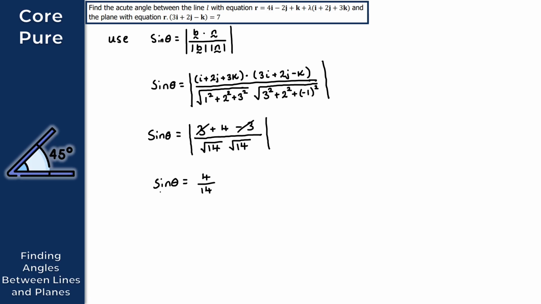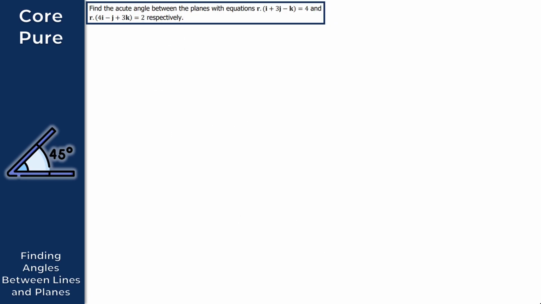So if we just want theta, which represents the angle between the line L and the plane, we take sine inverse of both sides. So theta is equal to sine inverse of 4 over 14. What do we get when we put this into our calculator? If I round my answer to 1 decimal place, I get 16.6 degrees. And there we have it. That gives us the solution to question 1. And then finally, let's take a look now at the very last question.